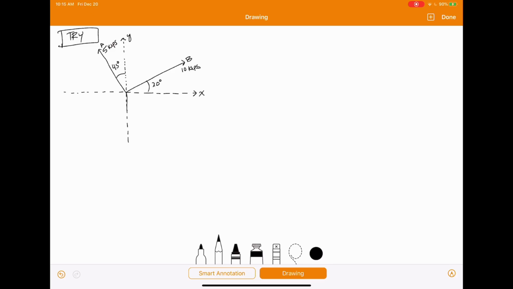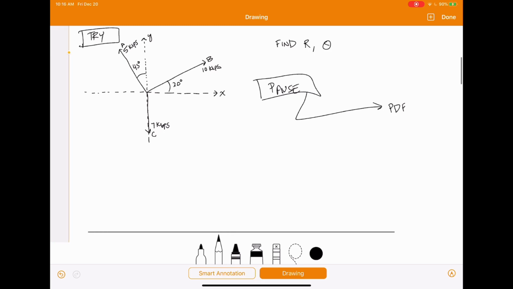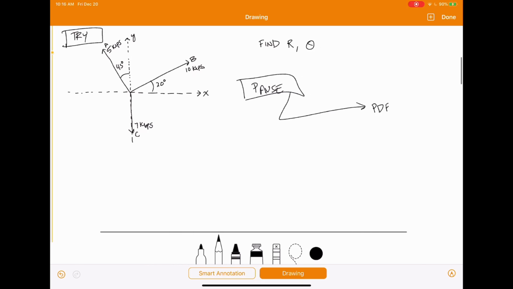And then finally, force C that acts along the negative y-axis with a magnitude of 7 kips. And you'll want to find the resultant force R and its direction theta. So go ahead and pause your video, work that out, and then you can check your solution with the PDF found below this video.